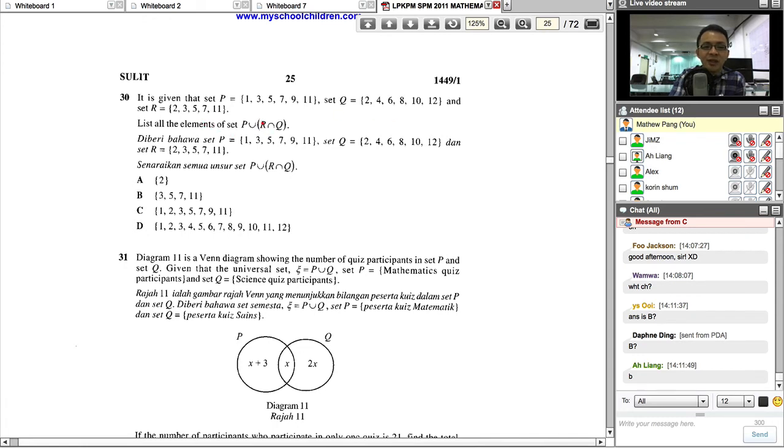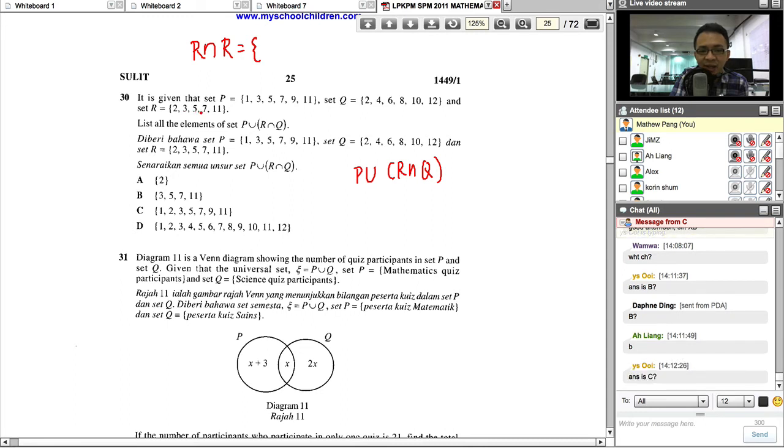So over here, they say P union, R intersect Q. We do whatever is inside the bracket first. R intersect Q means we first find something R and Q share in common. So what do we have for R intersect Q? Where's Q? It's here. Both have 2. Both have 2 only. 3 does not have, 5 does not have, 7 does not have. Okay, only 2.